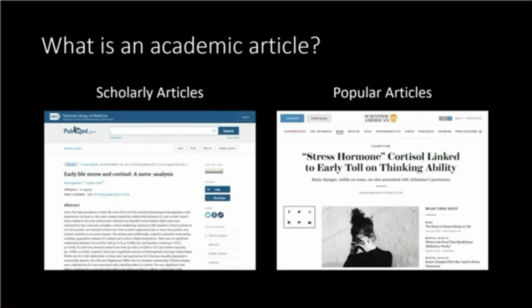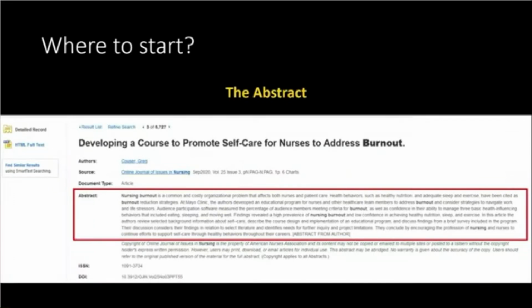On this slide, we can examine two articles on similar topics, a scholarly article on the left and a popular article on the right. Keep in mind that both of these articles may be valid sources for your research, but each serve different purposes in your research and hold different levels of weight when used to prove an argument in a paper. So looking at an academic article, where do we start?